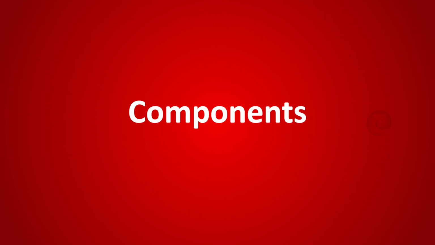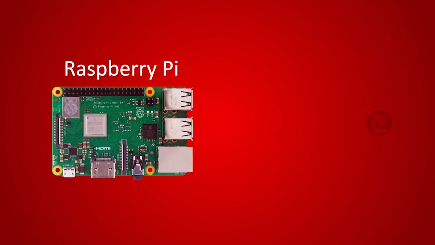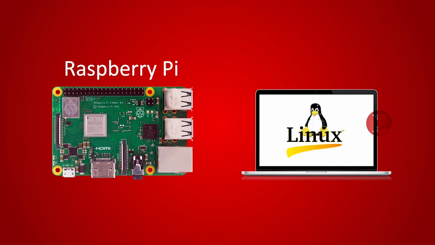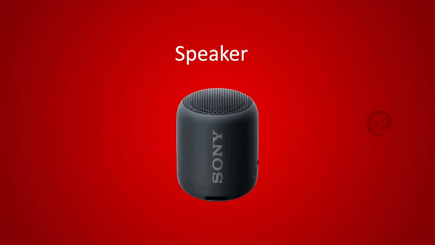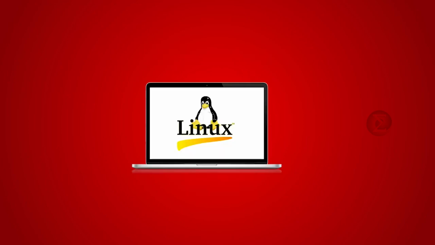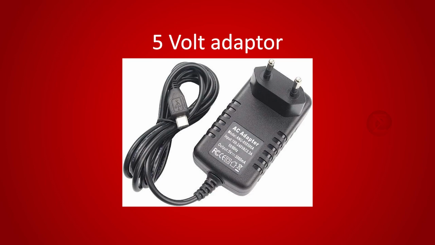The components used are a Raspberry Pi board over which we are running OpenAI ChatGPT code. You can use any other Linux machine like a laptop, a USB microphone to ask questions from ChatGPT, and a speaker to hear response from ChatGPT. If you are using your laptop in place of Raspberry Pi, you can use the inbuilt microphone and speaker of the laptop. A 5-volt adapter to power up your Raspberry Pi.